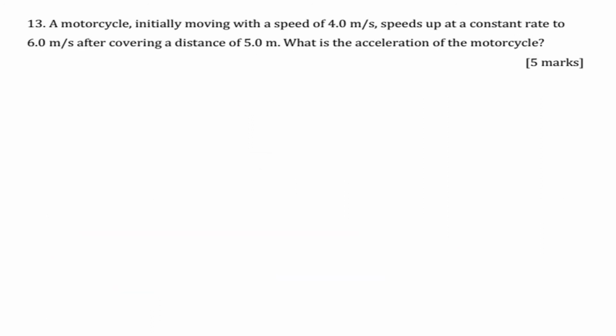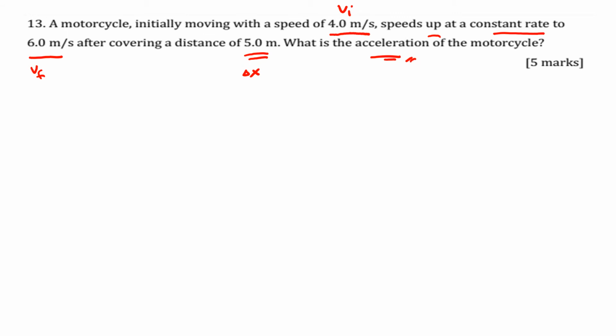A motorcycle initially moving with a speed of 4.0 meters per second speeds up at a constant rate to 6.0 meters per second after covering a distance of 5.0 meters. What is the acceleration of the motorcycle? So we have initial velocity, we also have final velocity, and we're given the distance traveled, or delta x, since this is horizontal motion. What is the acceleration?